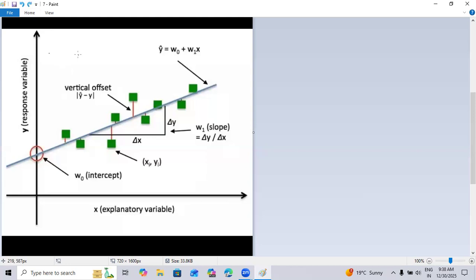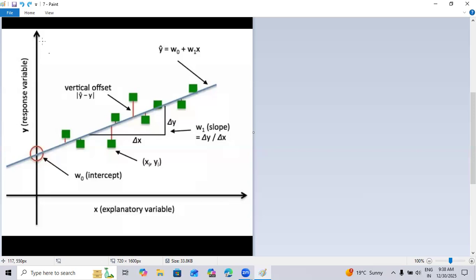Another one is binary cross entropy. Binary cross entropy is used for binary classification problems, for example spam or not spam. It tells which is spam or not, and it heavily penalizes confident wrong predictions.